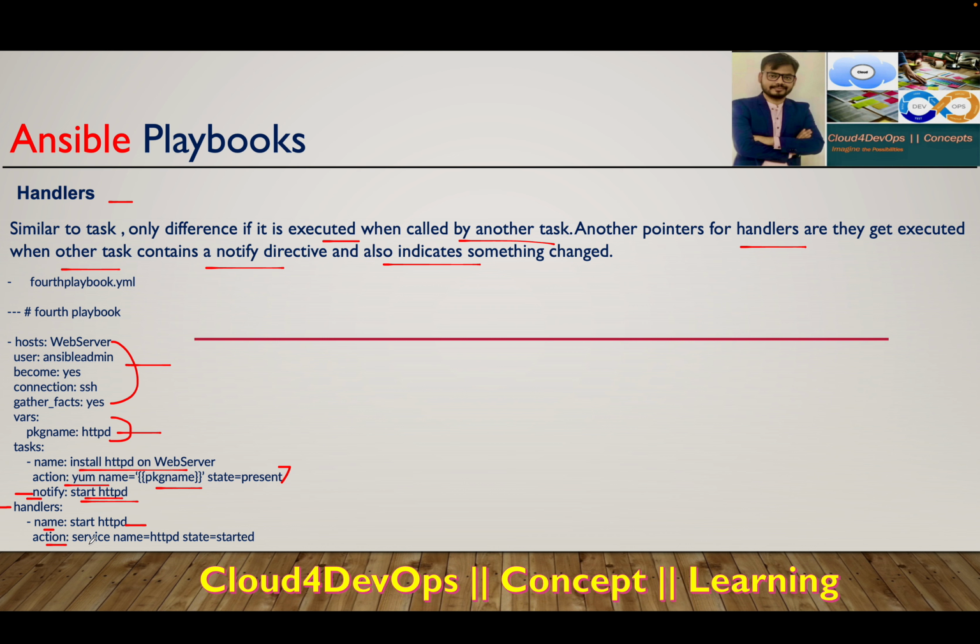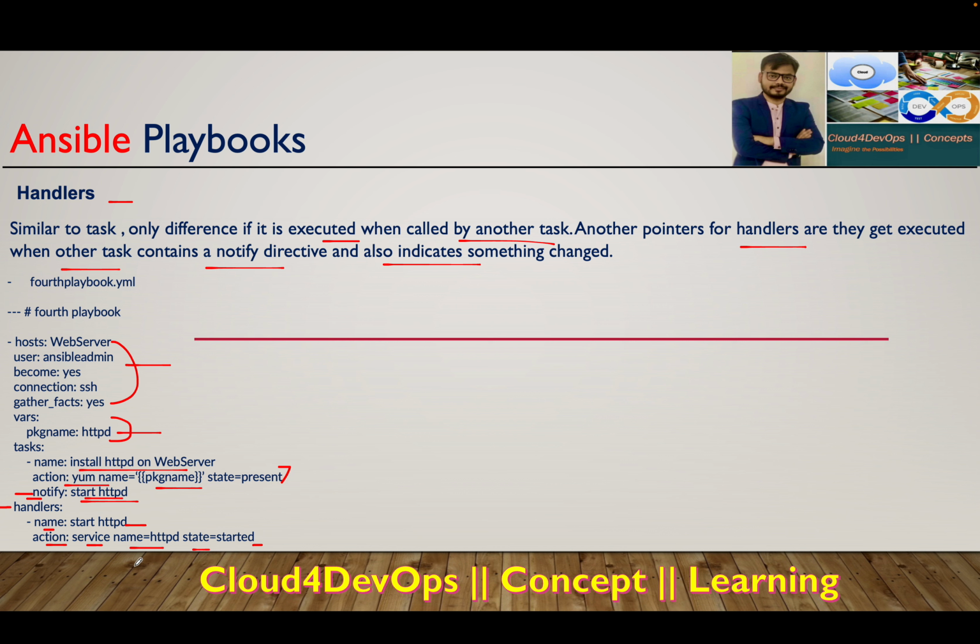In the action, I'm calling service name is equal to httpd state is equal to started, which means what I am doing, I am first installing an Apache and then I'm notifying my handler, hey, my Apache is already installed now, you have to start it. That's what handler is all about. Similar to task, but it requires some sort of notification to perform. A notification has to be given by the other task that is already performed.